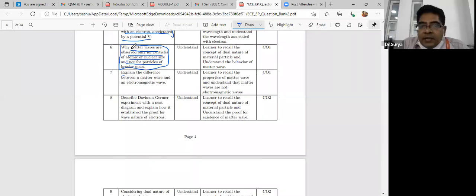That is what we are saying. Why are matter waves observed only for particles of atomic or nuclear size and not for particles of heavier mass? Matter waves, what are the properties of matter waves?